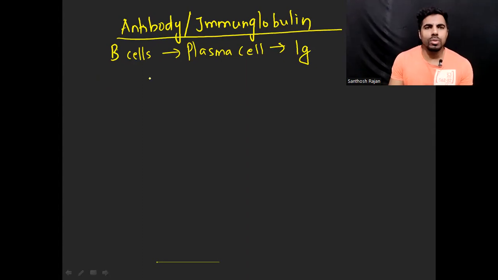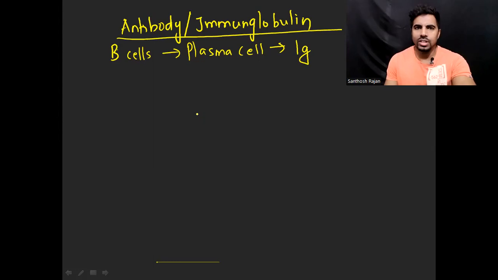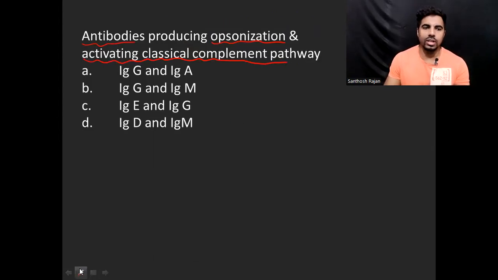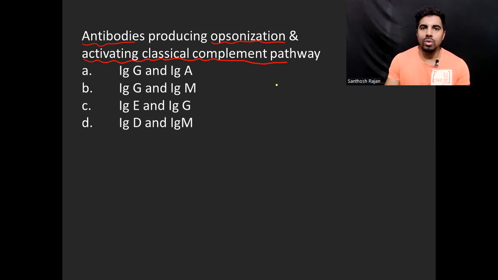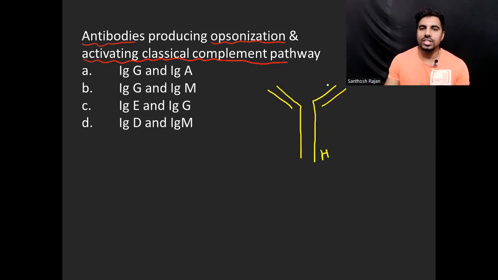Before going to the types, a little bit about the shape of immunoglobulin. I will write the shape here, it's better, right? If you take an immunoglobulin, how does it look? You have a long chain, that is the heavy chain, and then you have a light chain. And then there is one top part that's called the Fab component. This is the site where antigen is binding, the antigen binding site.